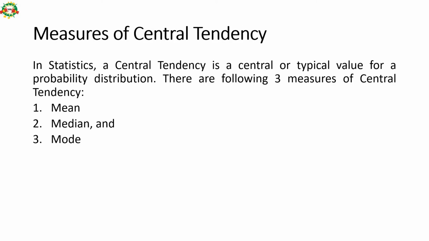So measures of central tendency. What does that mean? As per statistics, central tendency is nothing but a central or typical value for a probability distribution. Basically, there are 3 types of central tendencies: mean, median, and mode. Let us see each of them one by one.